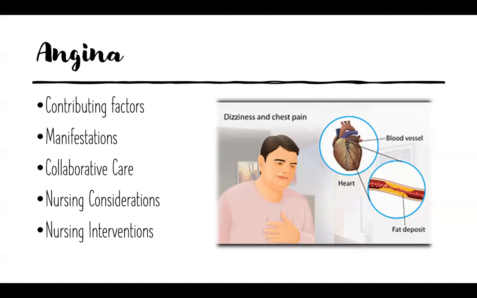Unstable pre-infarction angina. Well, this occurs at exercise or at rest. So this increases in occurrence, severity, and duration over time.